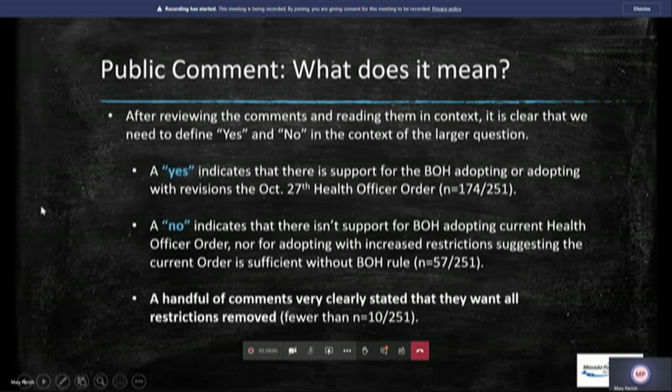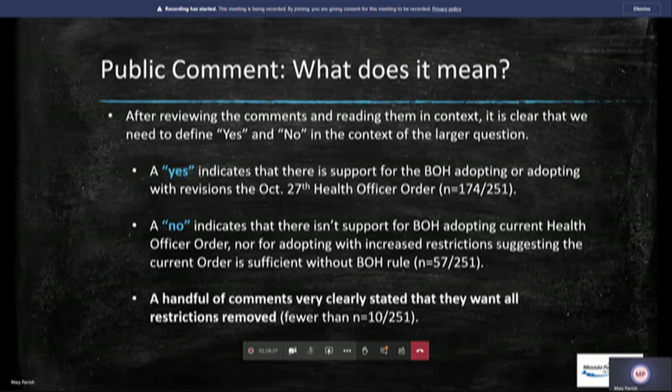And after reviewing the comments, and again, keep in mind that this is a short window, short turnaround time, so we could certainly always do more thorough analysis, but I wanted to let you know that after reviewing all the comments and reading them in context, it became really evident that we needed to be very clear about what a yes meant or what a no meant.